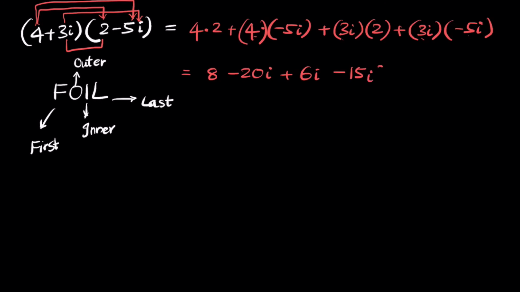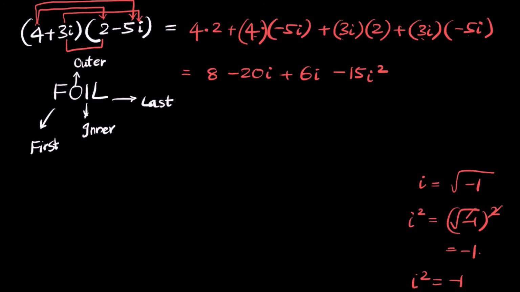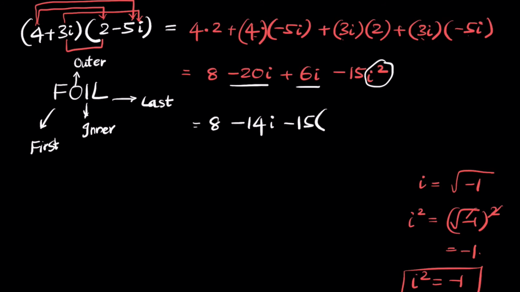i times i becomes i squared. So remember the rule here. We know that i is root negative 1, so i squared becomes root negative 1 squared, the square root cancels, and you get negative 1. So i squared is negative 1. Replace this with minus 1. You get 8, and simplify the value, 6 minus 20, that is minus 14i, minus 15 into i squared, which is minus 1. So you get 8 minus 14i plus 15.